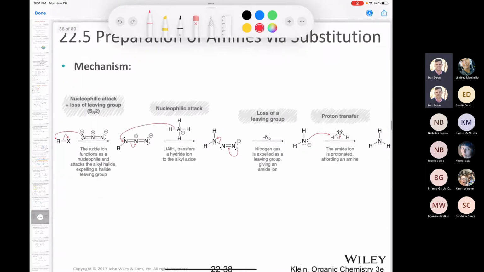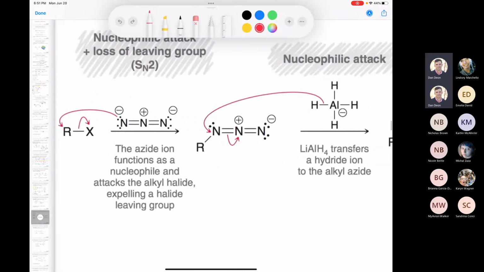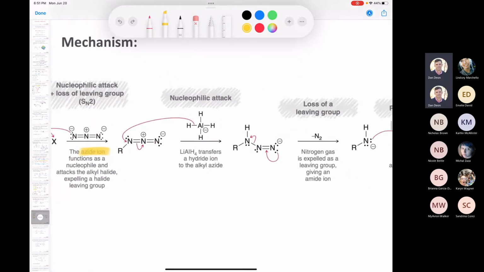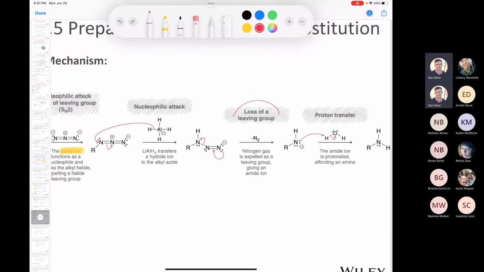So if you go and look at the azide, this is the Lewis structure of the azide ion right here. This is your azide ion. And this is our SN2 reaction. So we have the loss of the halogen as the leaving group, and then the lithium aluminum hydride can deliver a hydride to add this hydrogen right here. And then you can see that it undergoes the expulsion of nitrogen gas as a leaving group.